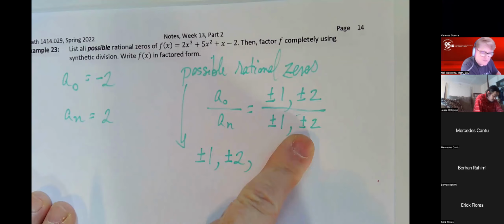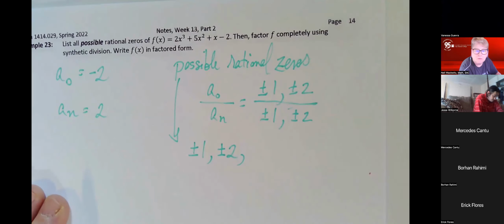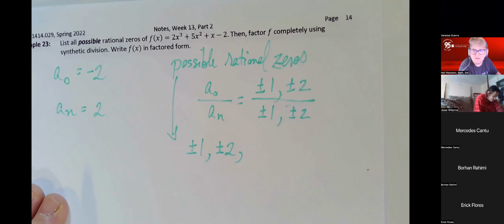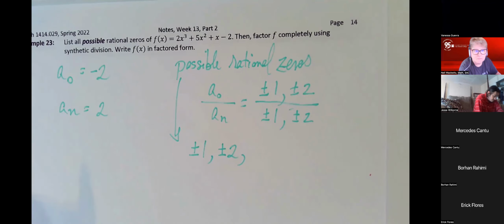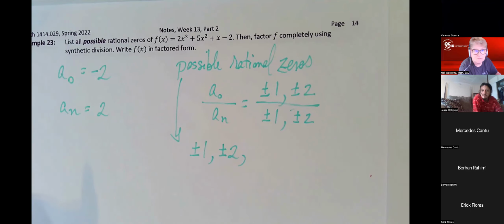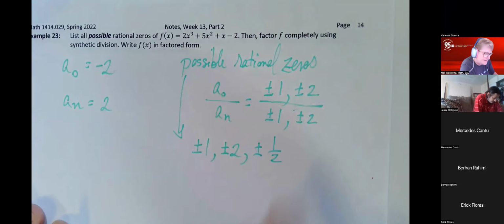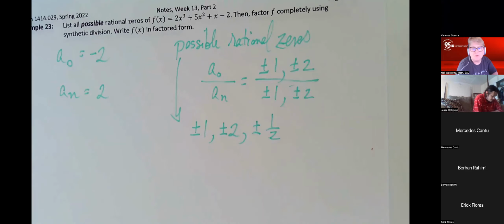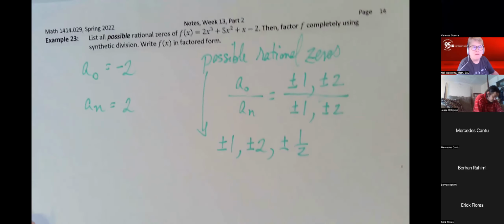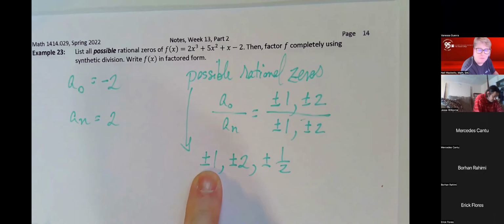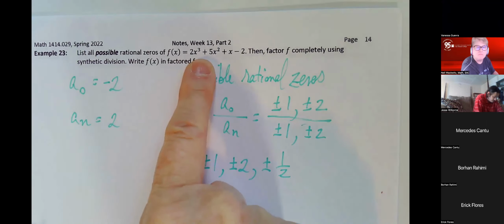What is 1 divided by 2? Is that a new number for us? Yeah, sure. We've got positive or negative 1/2. And then 2 divided by 2, is that a new number? What is 2 divided by 2? It'd be positive 1, so that wouldn't be a new number. That's right.